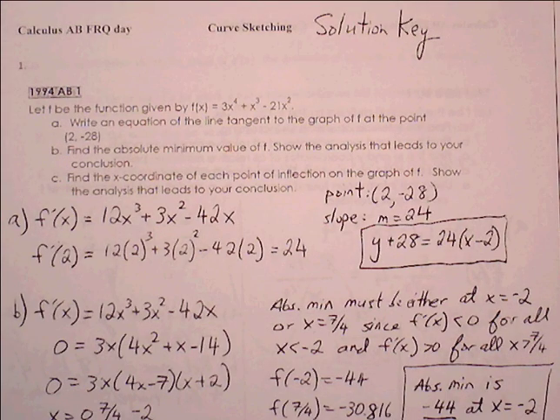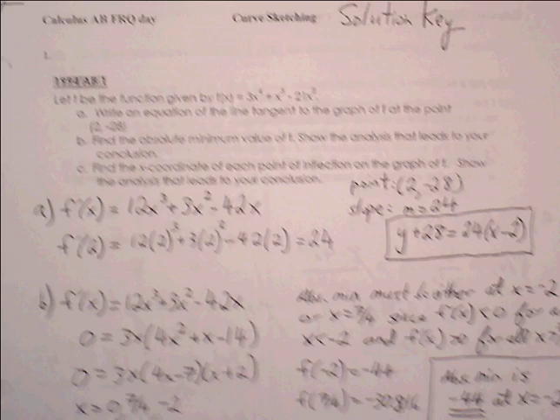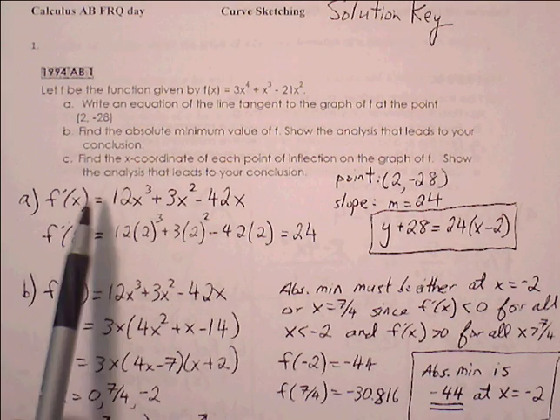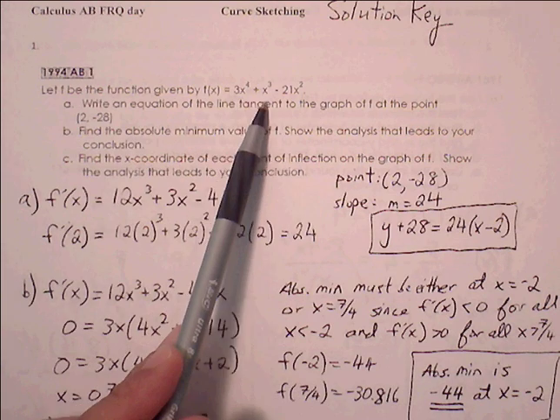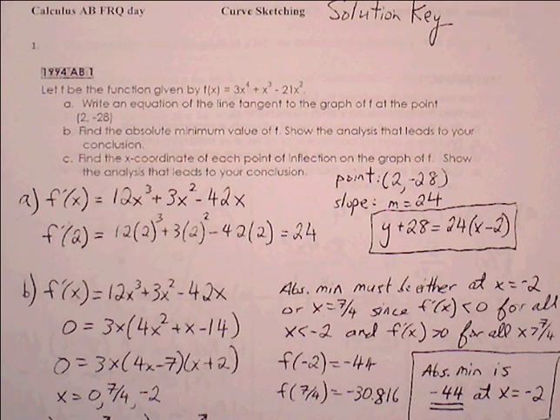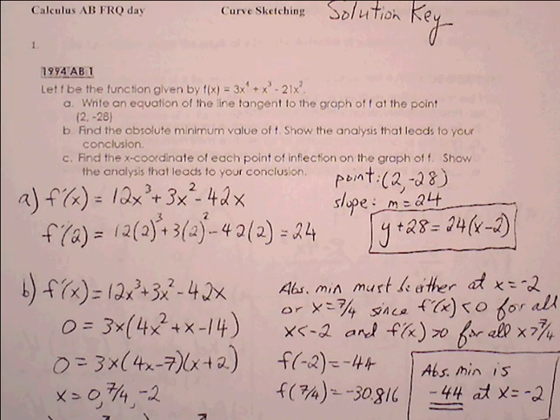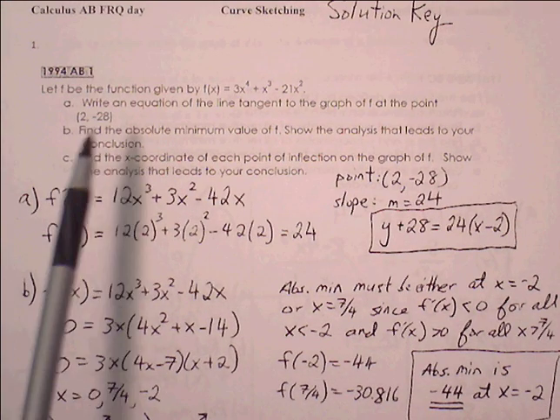This is the FRQ curve sketching worksheet. So we're looking at number 1 here. Let f be the function given by 3x to the fourth plus x cubed minus 21x squared. Write an equation of the line tangent to the graph at the point (2, -28).